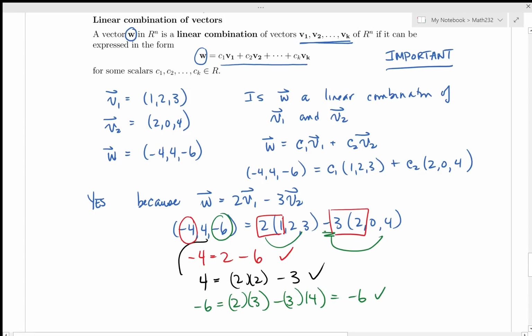Yes, it is. Okay, so it is true that W is a linear combination of V1 and V2 because I can express it in this form and I can find these numbers there, 2 and 3. Okay, so perhaps think about seeing this here. Would this allow you to find out what C1 and C2 are? How do I find that 2 and the -3? That is something we're going to be doing frequently.